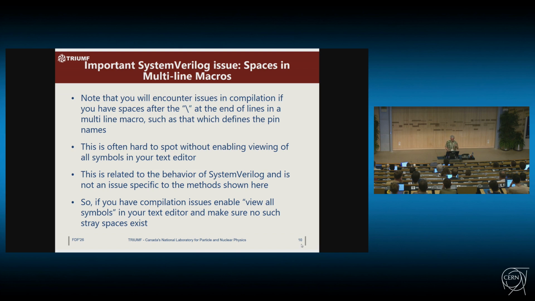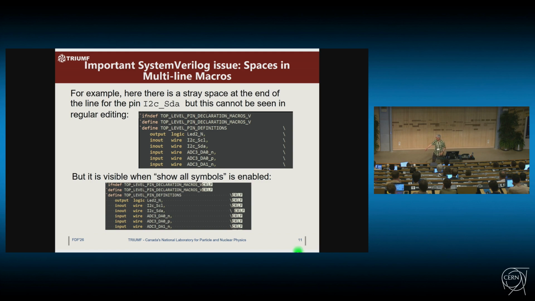Just one tiny issue. I don't want to spend too much time over it, but a quirk of SystemVerilog is that if you have a stray space, which you can sometimes not see, in the pin definition, you can see that stray space here. That kind of messes up the compiler. It gives you errors. It breaks the macro, and then it thinks that the macro ended here with a comma. If you get weird errors, just enable show all symbols in your notepad or whatever and check for these stray spaces. That's the one pitfall that I wanted you to know about.